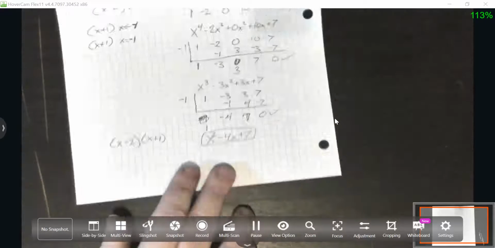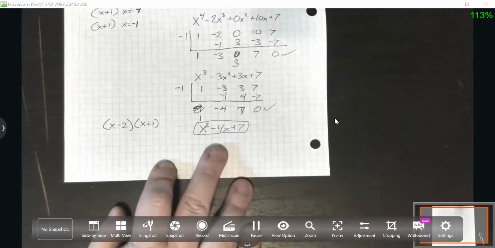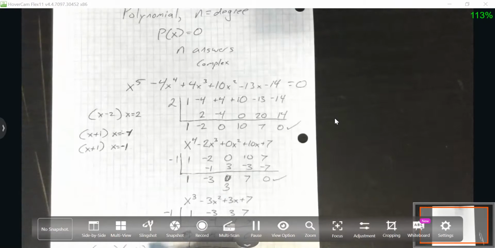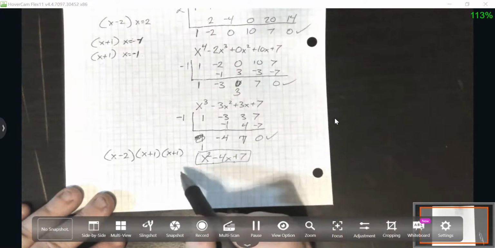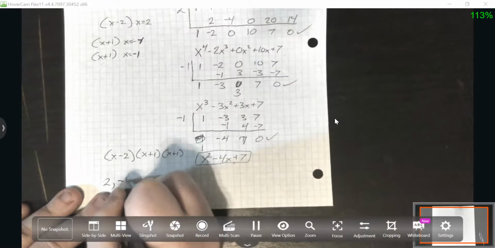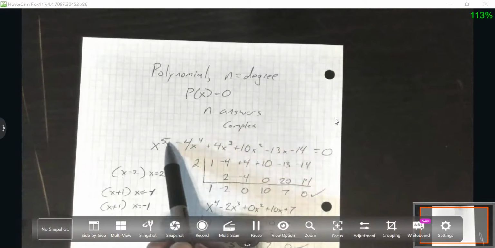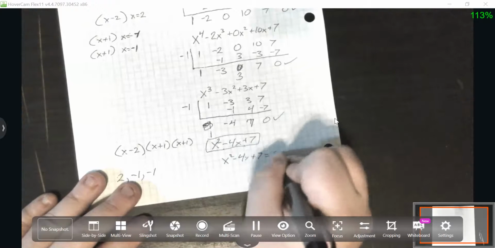Almost there. You can tell I'm not going to give you very many of these. They take a while. So now that we know that this whole thing can be factored into x minus 2, x plus 1, and then x squared minus 4x plus 7, we can now solve these to find all of our answers. So we know 2 is an answer. We know negative 1 is an answer that shows up twice. But the fundamental theorem of algebra says that we should get 5 answers. We still need to take our x squared minus 4x plus 7 and set it equal to 0.